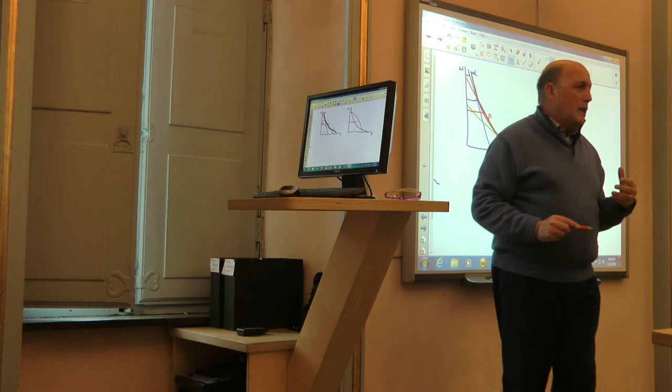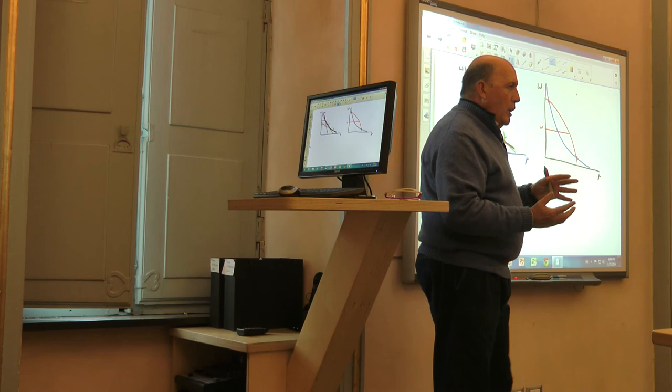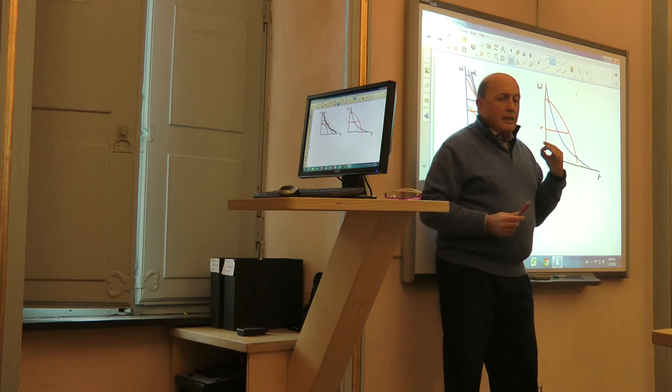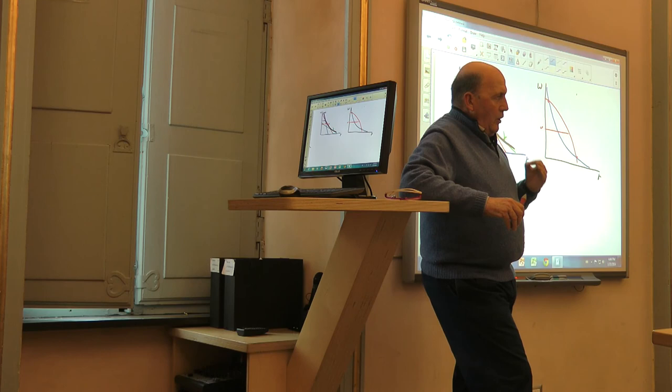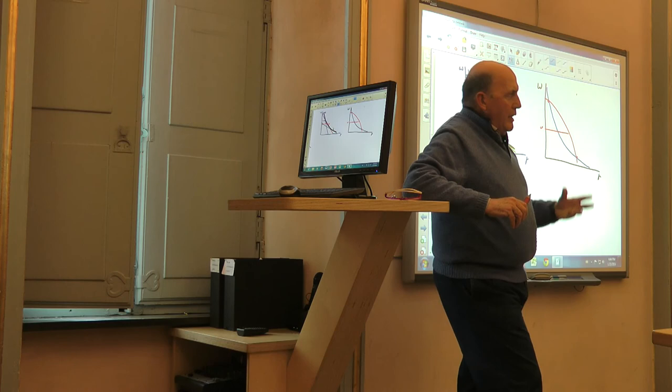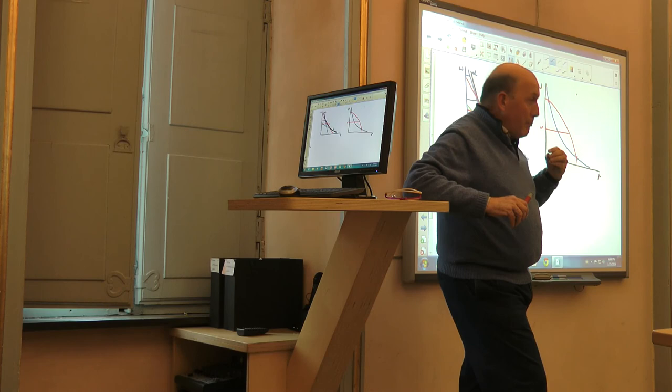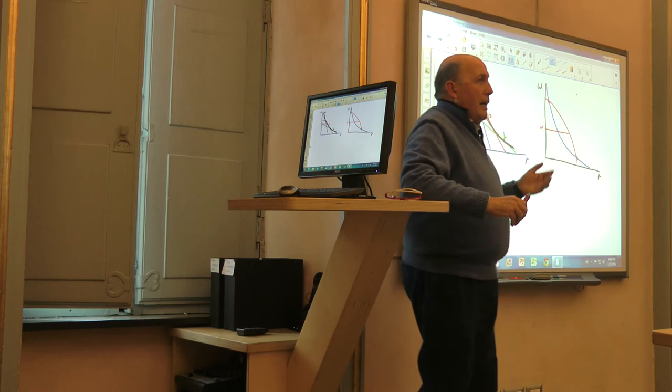Sraffa solved the problem that you can actually have a switch in the direction opposite to what you should expect from the theory. This is a very significant result. Namely, you cannot say that the relative abundance of factors of production, whether capital or labor, determines the distribution of income and the employment, that is, the wage rate and the rate of return of either capital or labor.